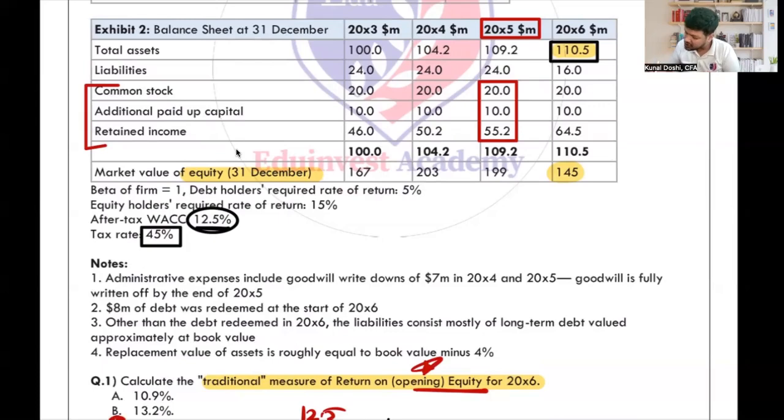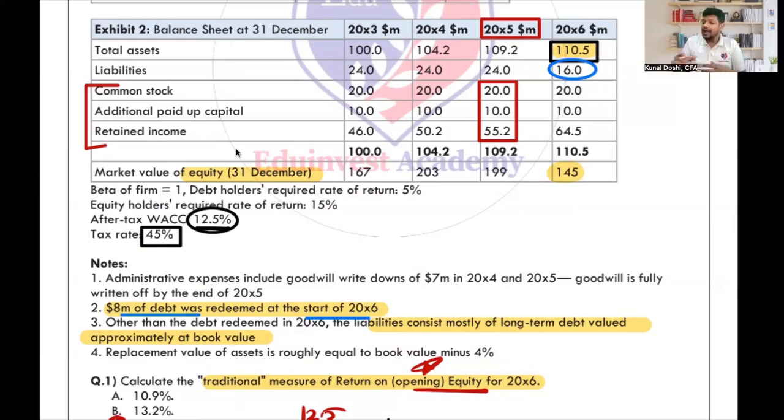Is there any debt-related information? The note is given to me, admin expenses? Okay, goodwill is fully written off. 8 million debt was repaid. Other than the debt redeemed, the liabilities consist mostly of long-term debt valued at approximately book value. So out of the 16 in liabilities, most of this value is related to debt, isn't it? Correct? 8 million debt was repaid at the start of 26, and after that, the liability at the end is 16. So can I say 16 is the total debt amount?